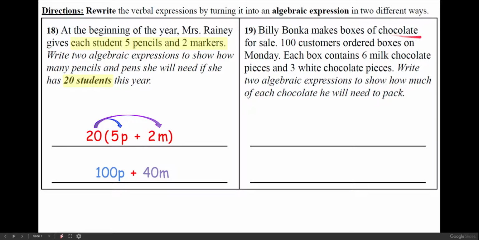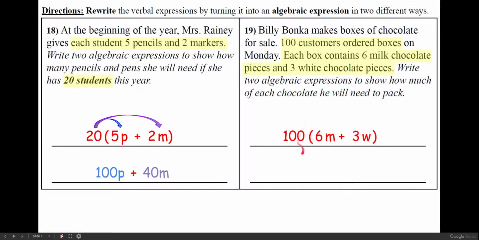Billy Bonka makes boxes of chocolates for sale. 100 customers ordered boxes on Monday. Each box contains 6 milk chocolate pieces and 3 white chocolate pieces. Write 2 algebraic expressions to show how much of each chocolate he will need to pack. So let's think about it. Each box will contain 6 milk chocolates, 6m, and 3 white chocolates. So I'm going to use 3w, w for the white chocolates, and add them together because I need both of them. You're going to package it, box it, and I have 100 customers ordering it. Well, that means 100 customers ordering this package right here.